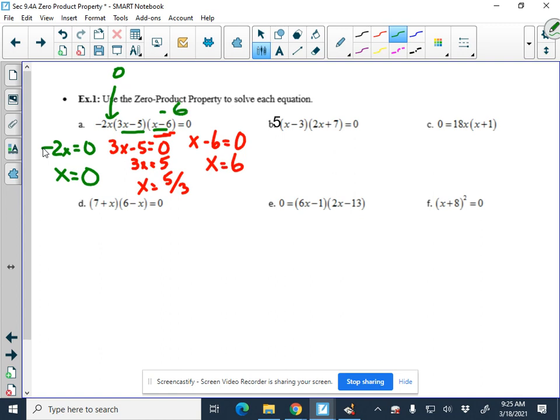This one will be negative 6. This one will be negative 5. But 0 times all those still makes it 0. We've got 3 answers that will turn it into 0 because there were 3 parts that we can set equal to 0. All right, now we need to look at this next one.